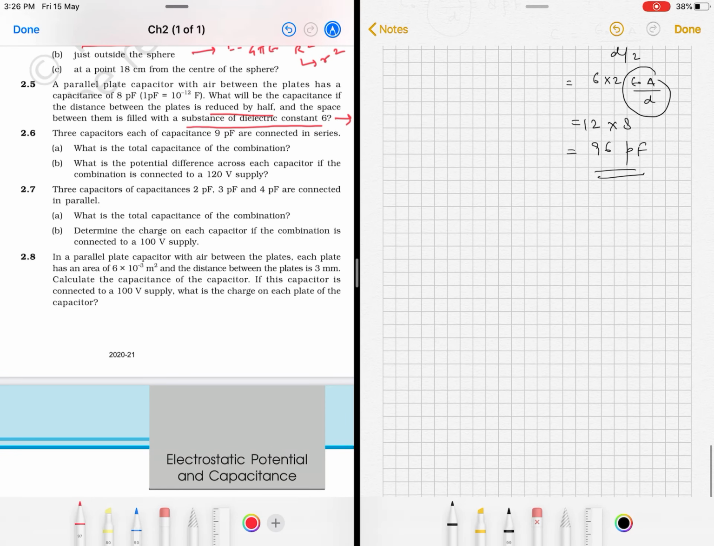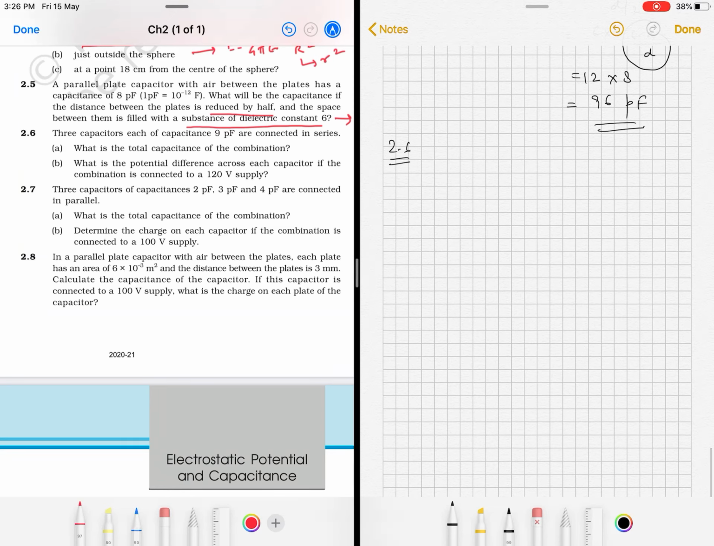Now we come to question number 2.6. Three capacitors of capacitance 9 picofarad are connected in series. The important thing in solving a question: wherever a diagram is needed, make the diagram and the question will be easy to understand. So there are 3 capacitors of capacitance 9 picofarad, each having the same capacitance. What is the total capacitance?